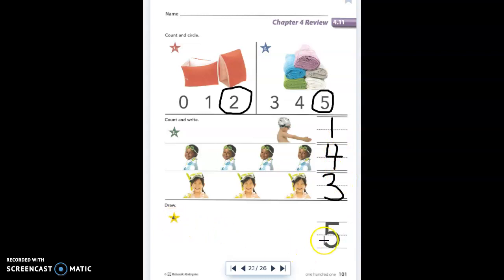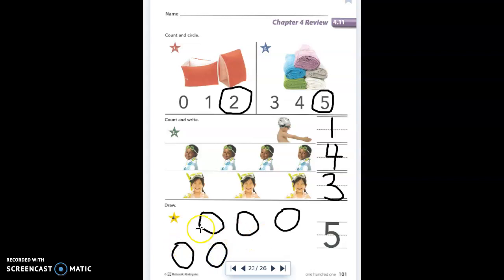For number 4, they want me to draw 5 objects. The number they give me is 5, and I need to represent 5. So I'm just going to make 5 circles, making it clear and simple. 1, 2, 3, 4, 5. The only thing that matters here is that you can easily see that you have drawn 5 objects and that you can count that 1, 2, 3, 4, 5. Be careful not to overlap your objects because it makes it difficult to count them.